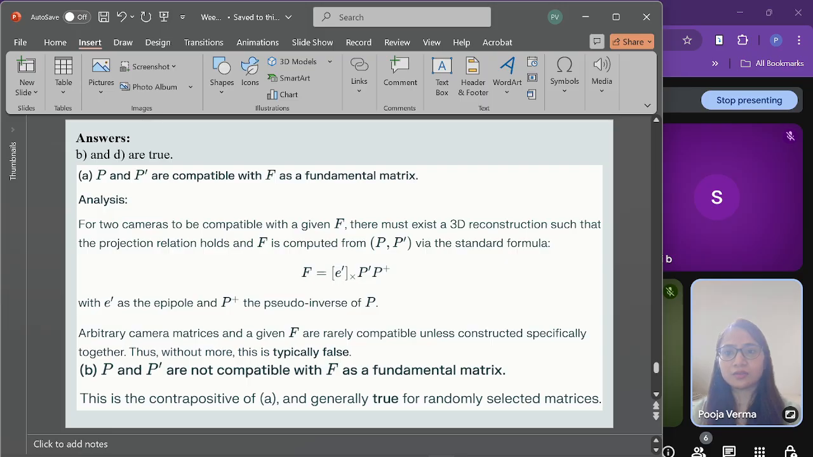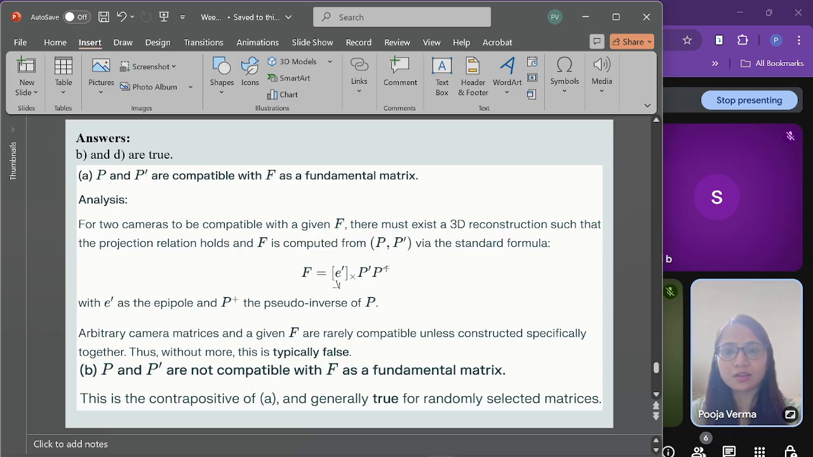So B and D are true. P and P dash are compatible with F as a fundamental matrix. For the two cameras to be compatible with fundamental matrix F, there must be a 3D reconstruction such that the projection relation holds, F is computed from P dash. The standard formula we already know: F is equal to [e dash]x, where it is a skew symmetric matrix of the right epipole, and P plus denotes the pseudo inverse of P. If you calculate this, it will not hold for P dash P plus. An arbitrary camera matrix and given F is rarely compatible unless constructed specifically together. So without more, this is false.